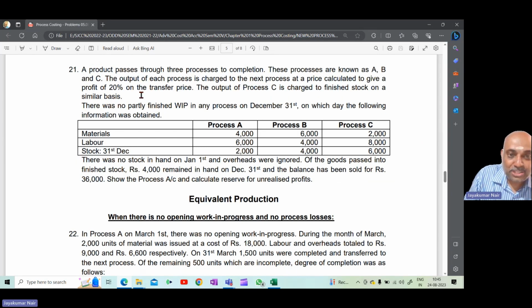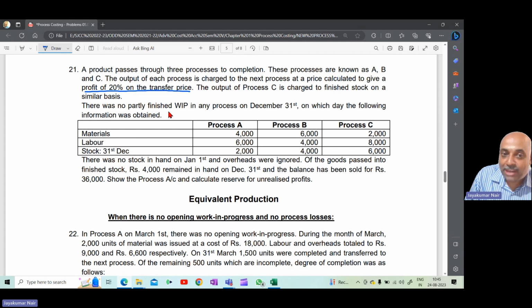A product passes through three processes to completion. These processes are known as A, B, and C. The output of each process is charged to the next process at a price calculated to give a profit of 20% on the transfer price. The output of process C is charged to finished stock on a similar basis.